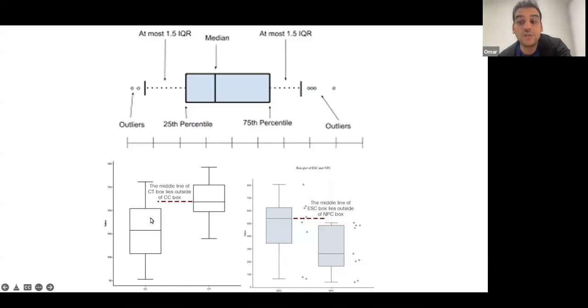That's it. So you're not saying that there is statistical significance. You're saying that based upon this box and whisker plot, I suspect there probably is a significant difference between the two groups. Does that make sense? Because the median line lies outside of the other box.